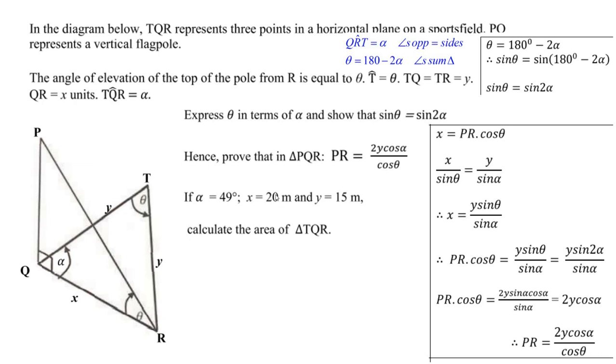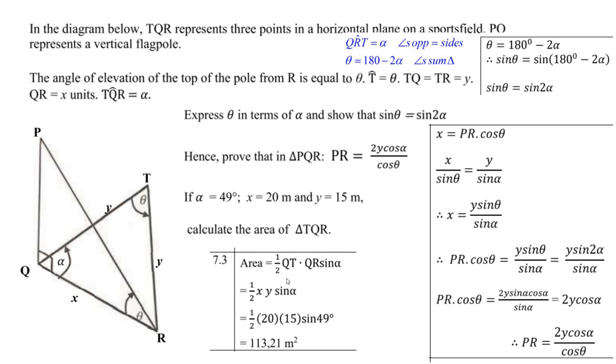Now, this next question, you really want to get this question right because it says calculate the area of triangle TQR. So we're going to calculate the area of it. They tell us that X is 20 and Y is 15, and the angle is 49 degrees. Well, it's just the sine area rule, where you go 1/2 of these two sides multiplied together by the sine of the angle in between. That's going to give you the area of TQR. And that's all you do.